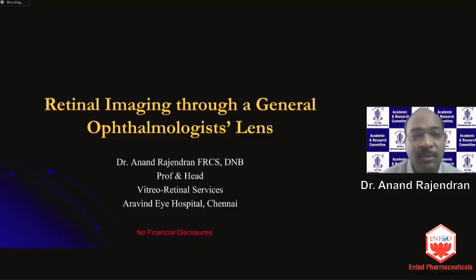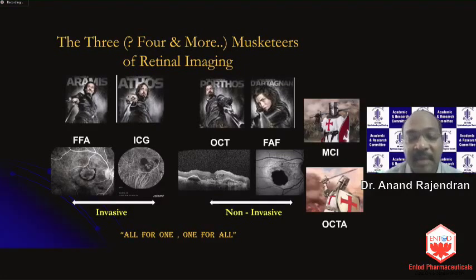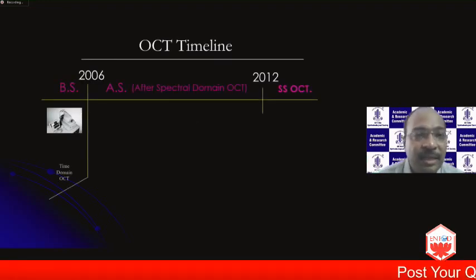So I'm going to talk to you about retinal imaging through a general ophthalmologist lens and go through a potpourri of situations. The three or four musketeers or pillars of retinal imaging are fundus fluorescein angiography and indocyanine green angiography, which are the invasive ones. The non-invasive ones are the ubiquitous optical coherence tomography, or OCT, and fundus autofluorescence. We have a few more players coming up of late, multicolor imaging and the current range of retinal imaging, which is OCT angiography.